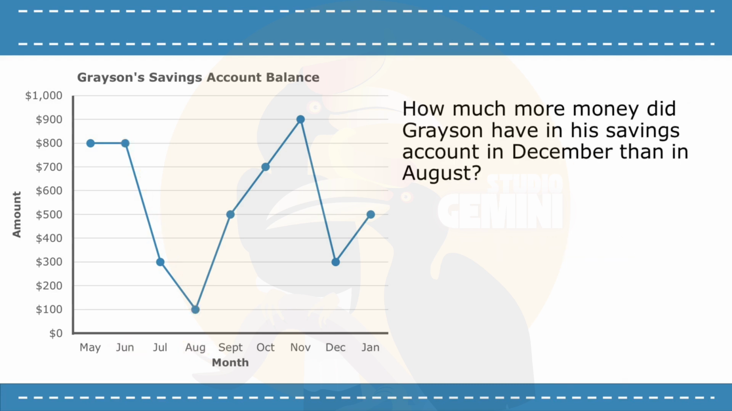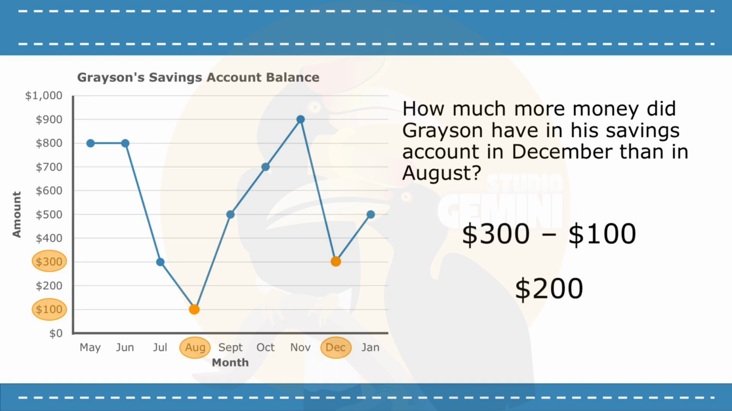How much more money did Grayson have in his savings account in December than in August? Again, we need to look at 2 points. This time, the points for December and August. In December, he had $300, and in August, he only had $100. To find the difference, we subtract. 300 minus 100 is 200, so Grayson had $200 more in December than in August.